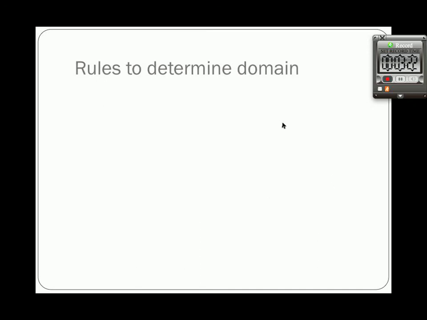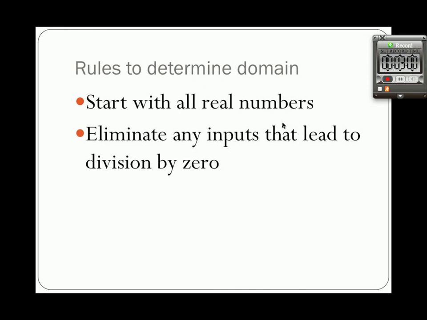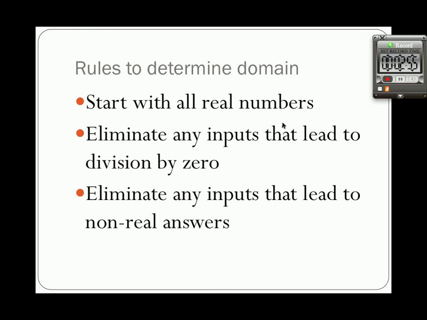Now, returning to mathematics here, there are just a few rules to determine domain. There are actually many rules, but for right now we're just going to learn 3. First is that we start with all real numbers. It's nice to start with all possibilities and see what we can trim out of there. Then we eliminate any inputs that lead to division by 0. And next, you eliminate any inputs that lead to non-real answers. And that's really it.